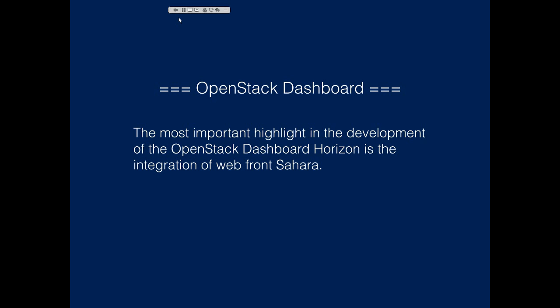Changes related to the OpenStack dashboard. The most important highlight in the development of the OpenStack dashboard, Horizon, is the integration of Sahara. Sahara is the data processing service in OpenStack, which is very new. Sahara automates the provisioning and management of big data clusters using Hadoop and Spark. Big data analytics was a priority for many organizations and a popular use case in OpenStack.